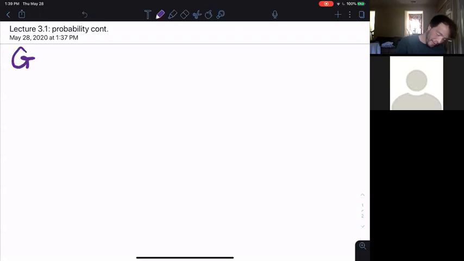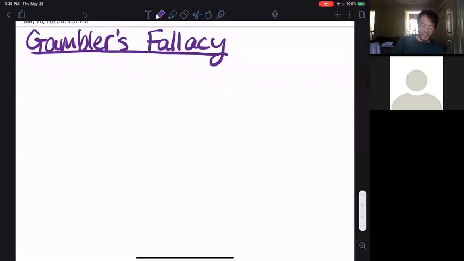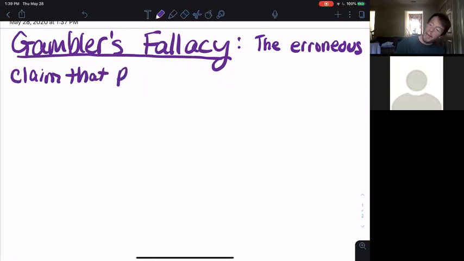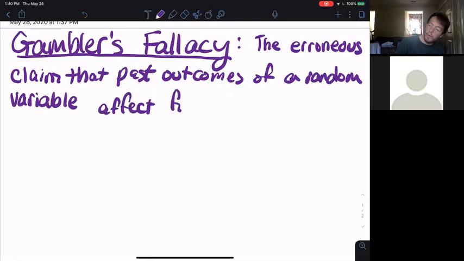So the first thing I want to talk about is something called the gambler's fallacy, which is something that I actually think is so cool. Although maybe I just think it's cool because it has kind of a snazzy and dramatic name, and frankly, usually that's enough for me to like something. So, the gambler's fallacy. It is the erroneous claim that past outcomes of a random variable affect future outcomes.